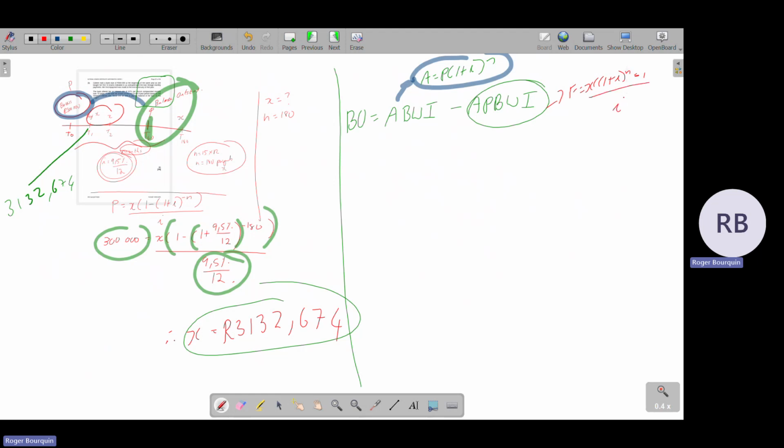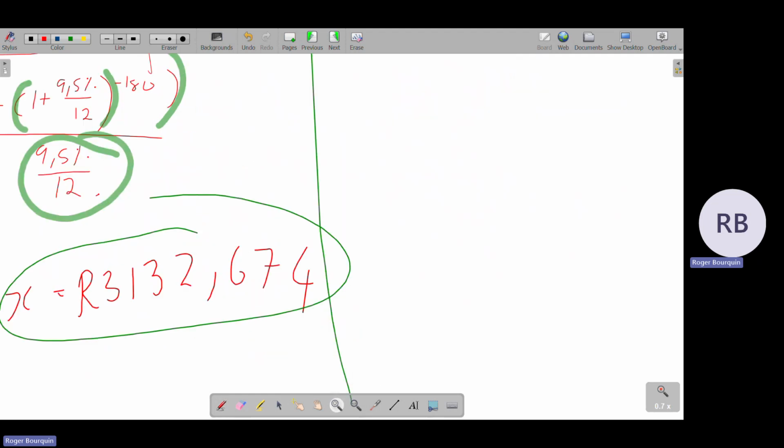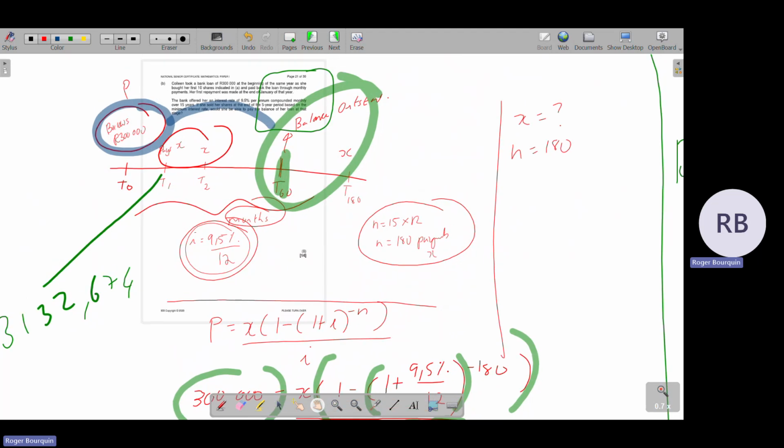So let me re-explain it to you. What's happening in this sum? We know now that she repays 3,132.674, but the sum stops at T60. We want to know what she still owes at that point from the loan that she borrowed. The way we work it out is we take, first of all, what she borrowed as if she had paid nothing back. If she had borrowed 300,000 Rand for 60 months and paid nothing back, how much would she owe? To figure that out, that's just normal compound interest.